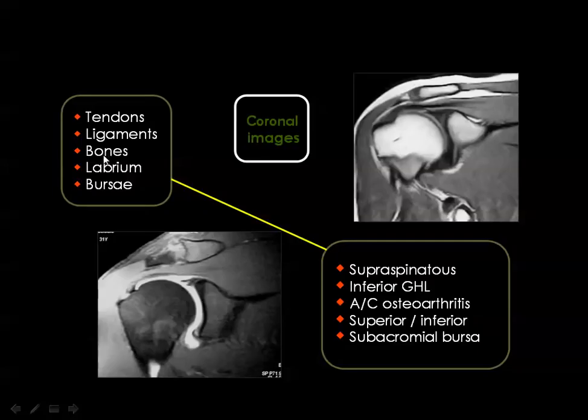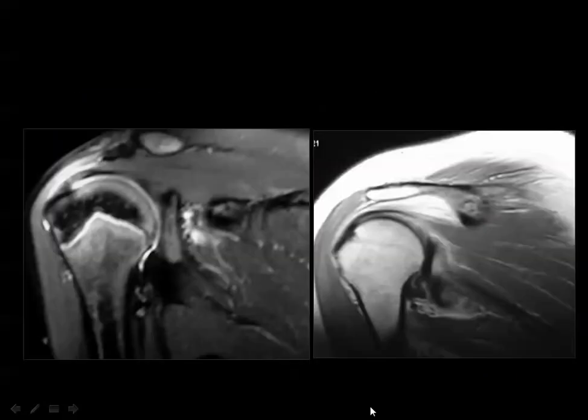Considering the bones, you can easily evaluate the acromioclavicular joint, and the only lesion seen in the acromioclavicular joint is osteoarthritis. Then in the labrum, we have here the superior labrum and the inferior labrum, which can be easily evaluated in the coronal planes. Considering the bursa, the bursa which is evaluated in the coronal is the subacromial subdeltoid bursa, and you remember that bursa will not contain fluid unless it is inflamed.